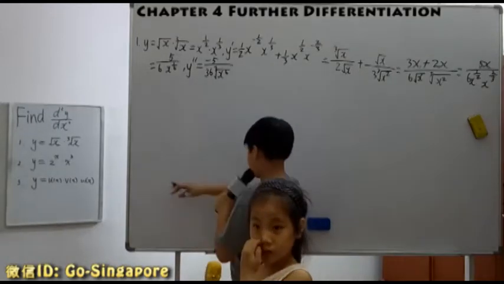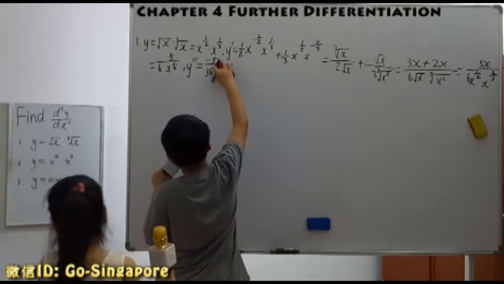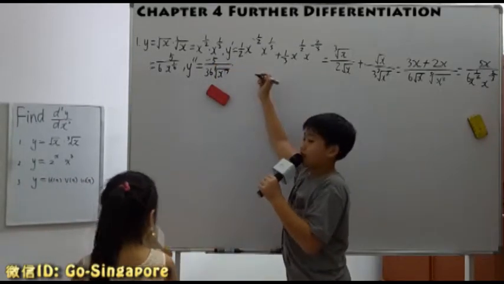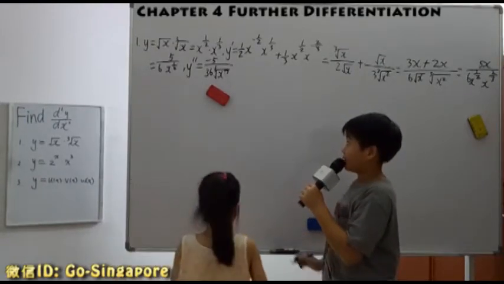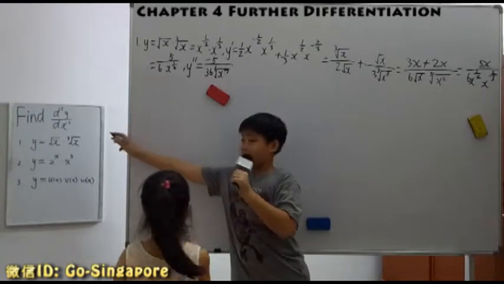Wait. Opposite. I wrote it the opposite way. It's the 6th root x to the power of 7. Okay? So then we get our answer. I was finding the second derivative.